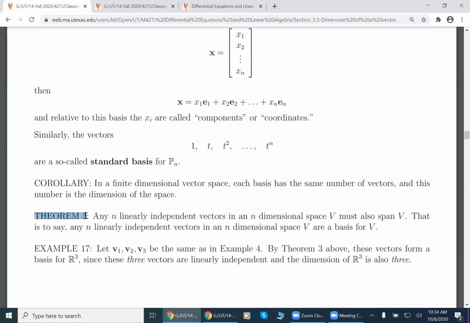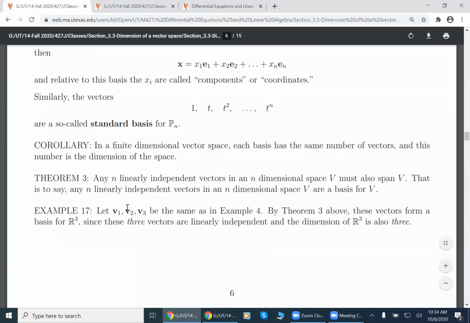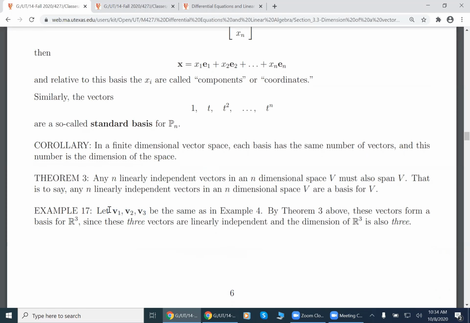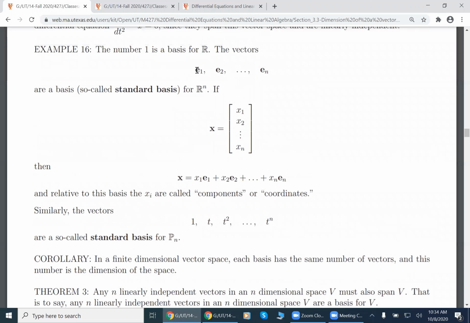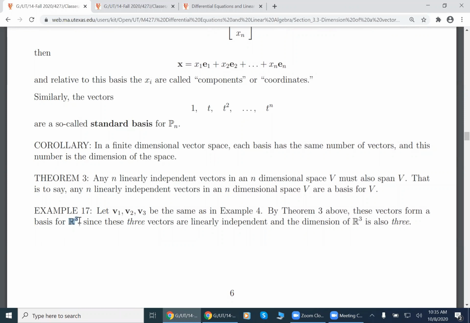This Theorem 3 is important because, going back to R3, one basis is E1, E2, E3: 1, 0, 0, 0, 1, 0, 0, 0, 1. This is a basis for R3. But since vectors V1, V2, V3 are also independent, here's another basis for R3. This means that any vector from R3 can be written as a linear combination of E1, E2, E3, and also any vector of R3 can be written as a linear combination of V1, V2, V3.